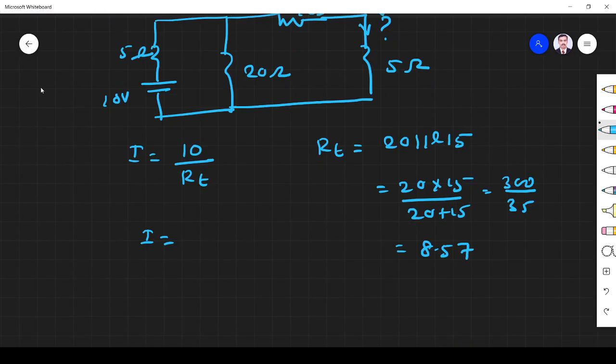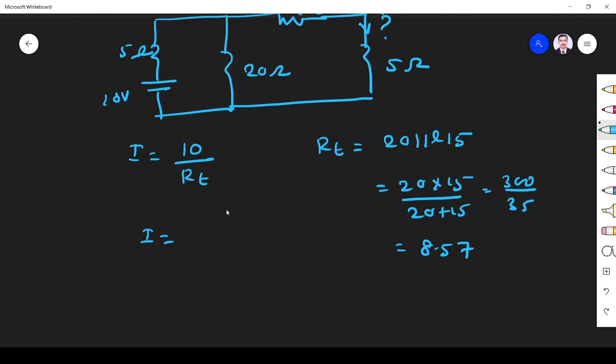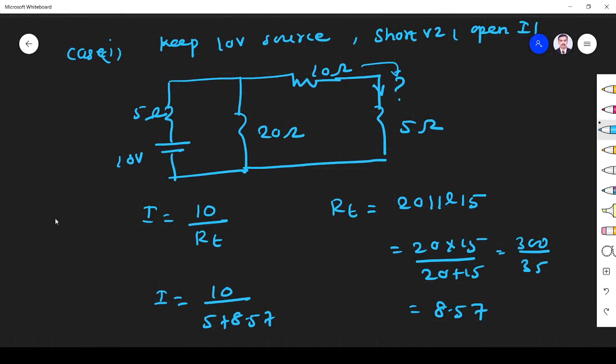So now we can see R total is equal to 10 divided by 5, all giving 8.57, right? So these three resistances will become 8.57. So I is equal to V by R, 5 plus 8.57, V is 10 volt, so it will be 0.737 ampere. So the current that comes here is 0.737 ampere, and that is divided among these three.